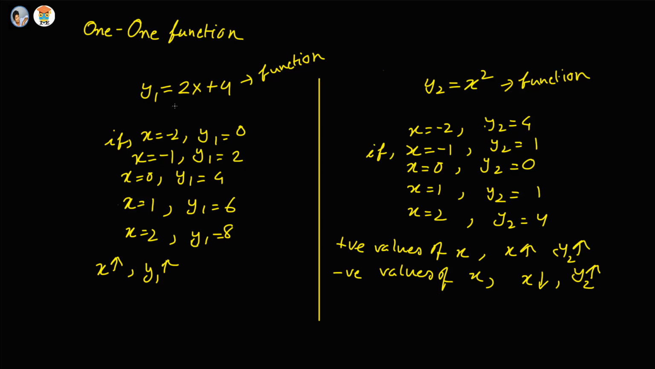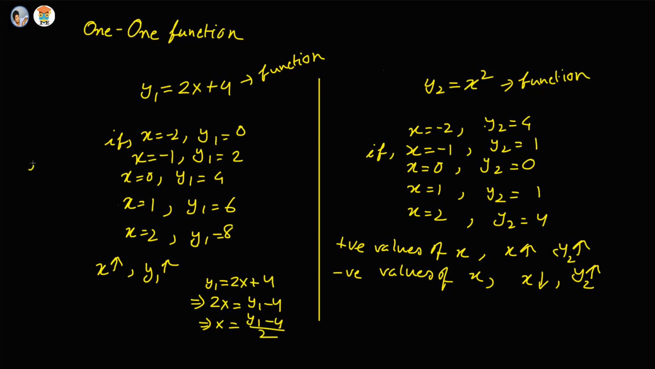Let us go back to the first example. Here is given y1 is equal to twice x plus 4. If we invert the relationship, meaning here x is the independent variable and y is the dependent variable, let us make x the dependent variable and y1 the independent variable. So we are given y1 equal to twice x plus 4. It can be written as twice x is equal to y1 minus 4. x is equal to (y1 minus 4) divided by 2.